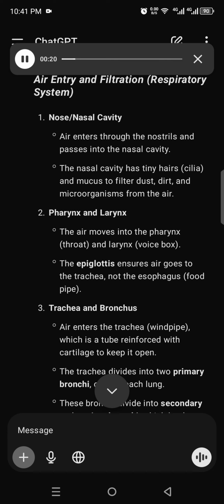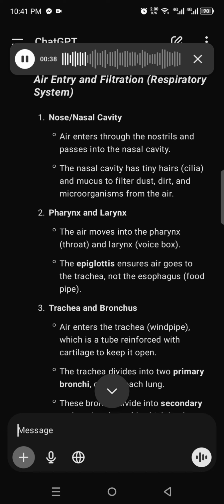The nasal cavity has tiny hairs, cilia, and mucus to filter dust, dirt, and microorganisms from the air. 2. Pharynx and larynx. The air moves into the pharynx, throat, and larynx, voice box. The epiglottis ensures air goes to the trachea, not the esophagus, food pipe.